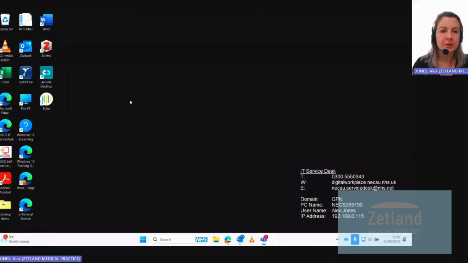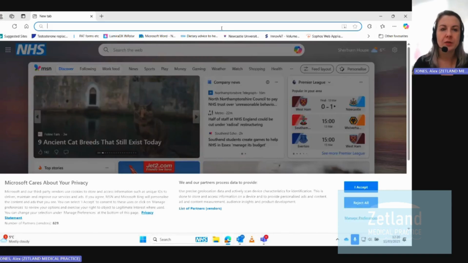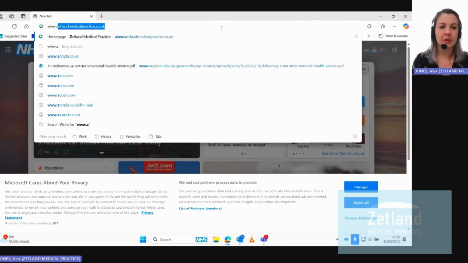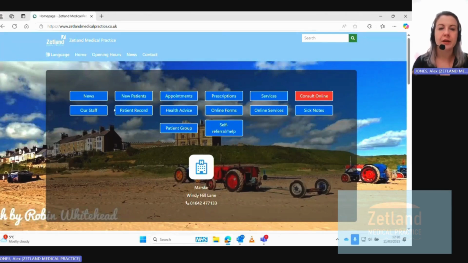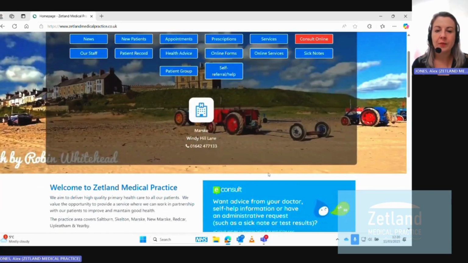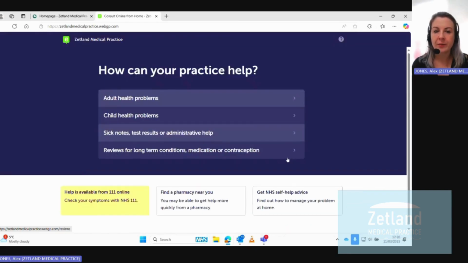So what you need to do is find your internet browser, open that up, and then just type in our website, zetlandmedicalpractice.co.uk. You can see here in red, you can click this button and you'll start an eConsult, or there's also this blue banner here that you can click. So I'm going to click on here.